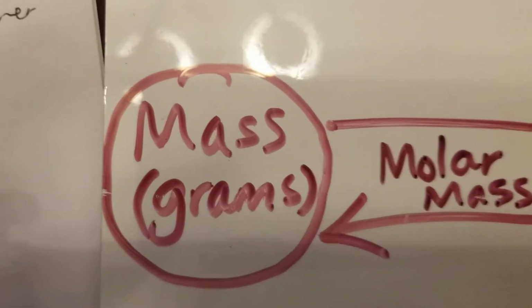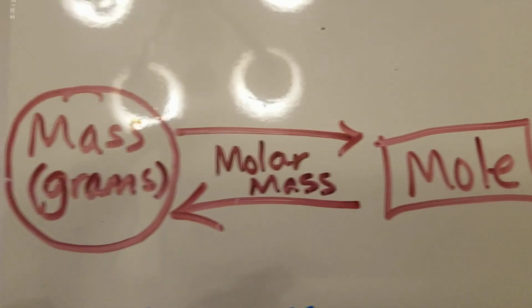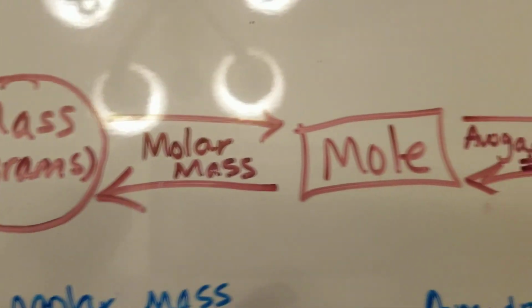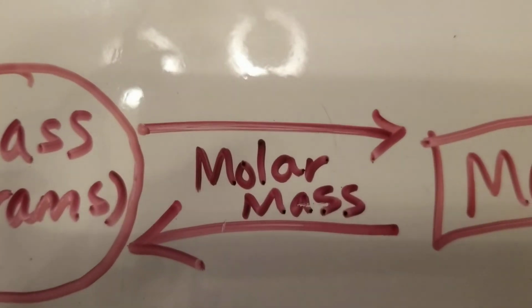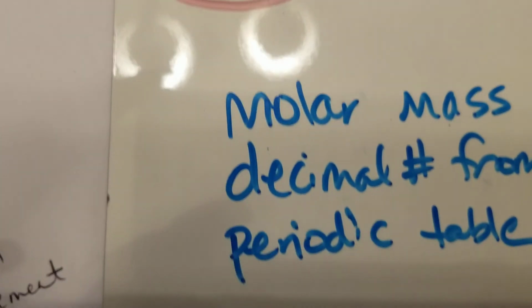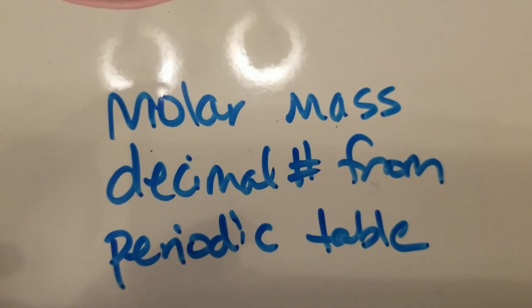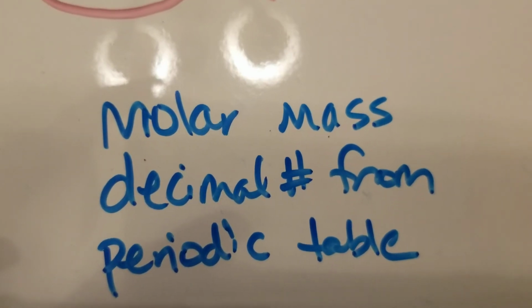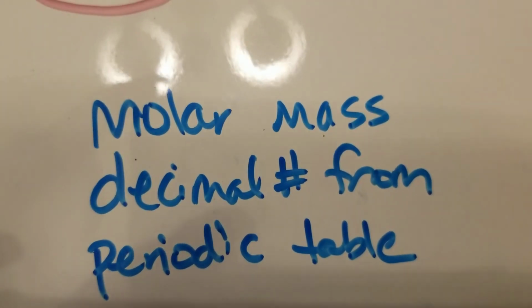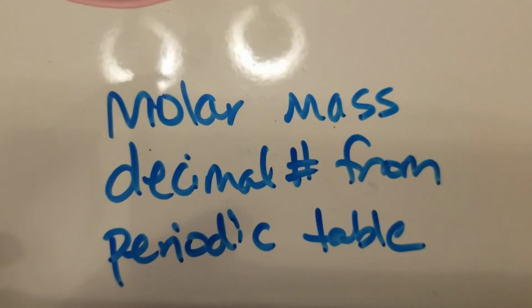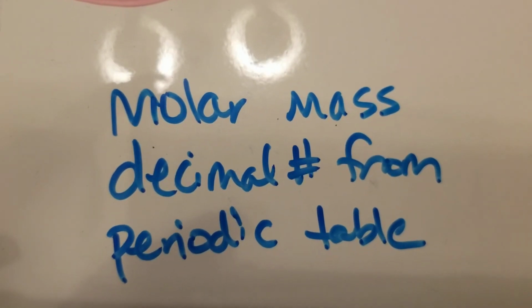So in order to go from moles to grams or grams to moles, you use the molar mass. That's why we needed the periodic table. So remember, molar mass is the decimal number from the periodic table. And I like to round to whole numbers. I don't know if your teacher does or not, but that's what I'm going to do. We're still going to be able to get pretty much the same answer.